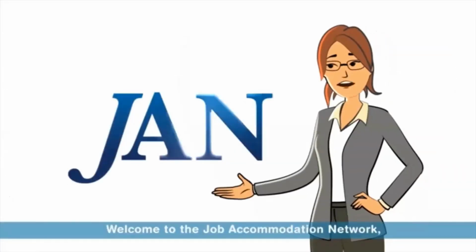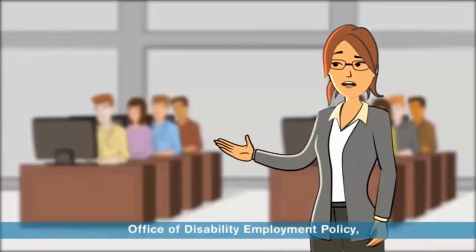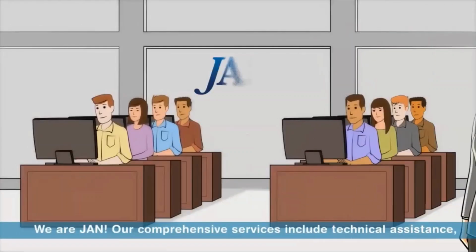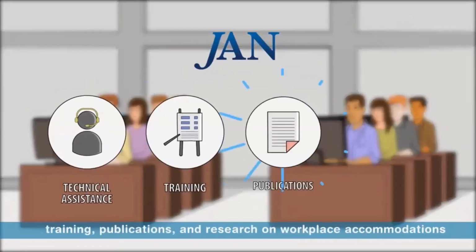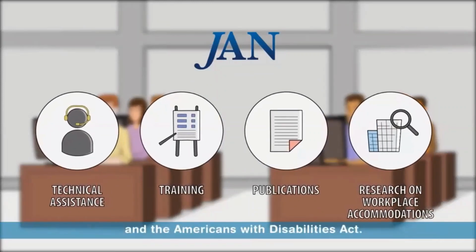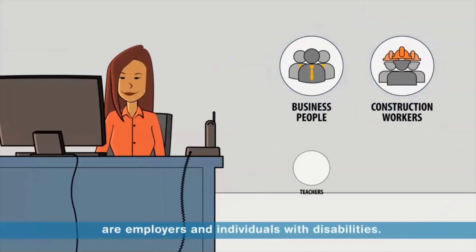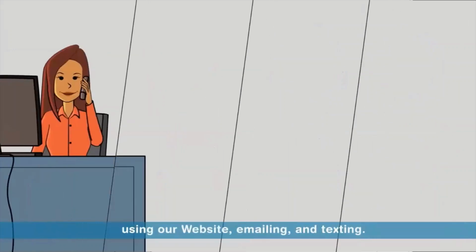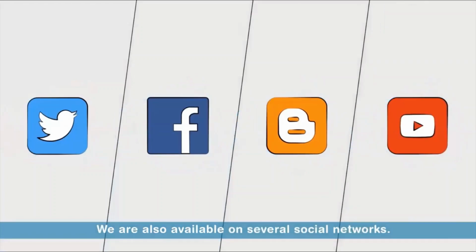Welcome to the Job Accommodation Network, a free service of the U.S. Department of Labor's Office of Disability Employment Policy and the nation's premier workplace accommodation resource. We are JAN. Our comprehensive services include technical assistance, training, publications, and research on workplace accommodations and the Americans with Disabilities Act. Anyone can use our services, but our biggest customers are employers and individuals with disabilities. People can access our services by calling us, using our website, emailing, and texting. We are also available on several social networks.